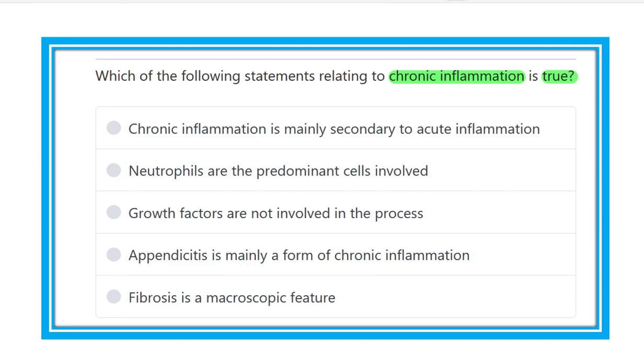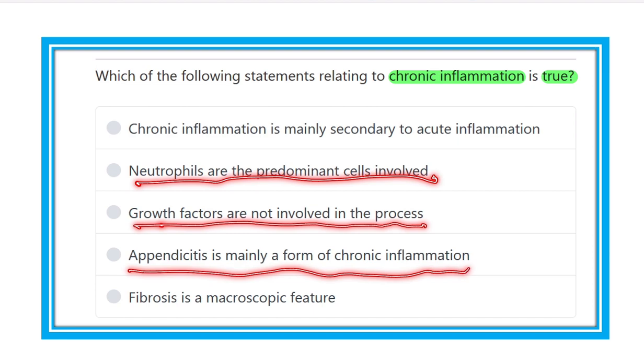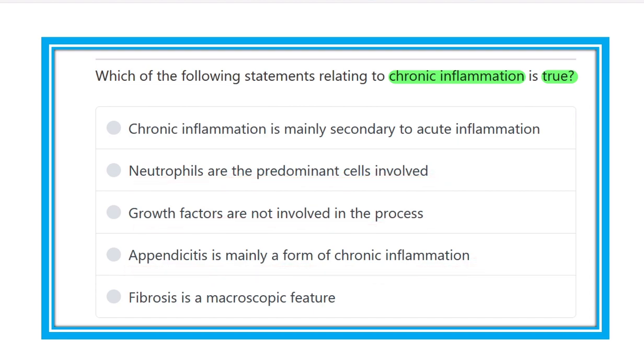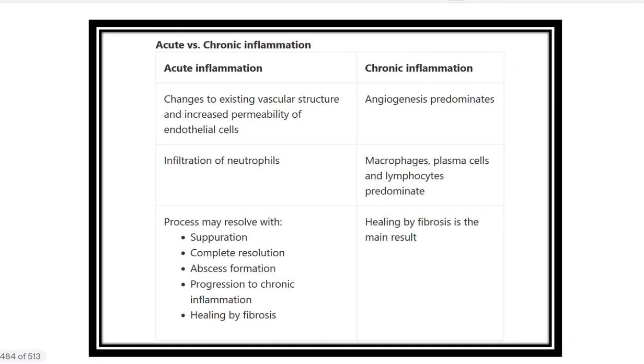Here are the options. Options are: chronic inflammation is mainly secondary to acute inflammation. Neutrophils are the predominant cells involved. Growth factors are not involved in this process. Appendicitis is mainly a form of chronic inflammation. Fibrosis is a macroscopic feature. So, first of all, we have to know details about chronic inflammation.